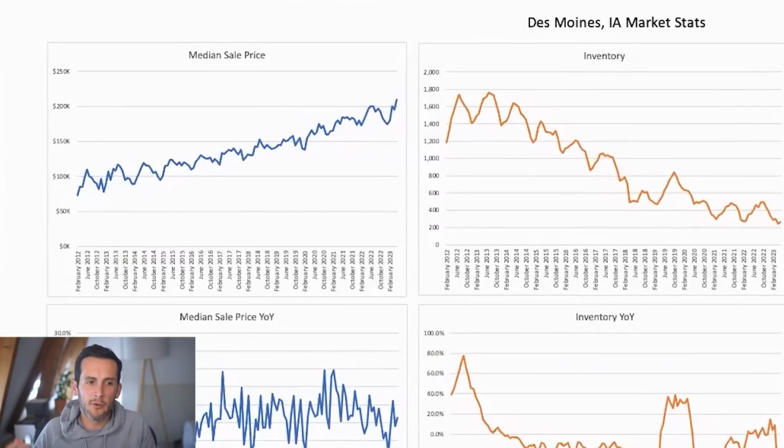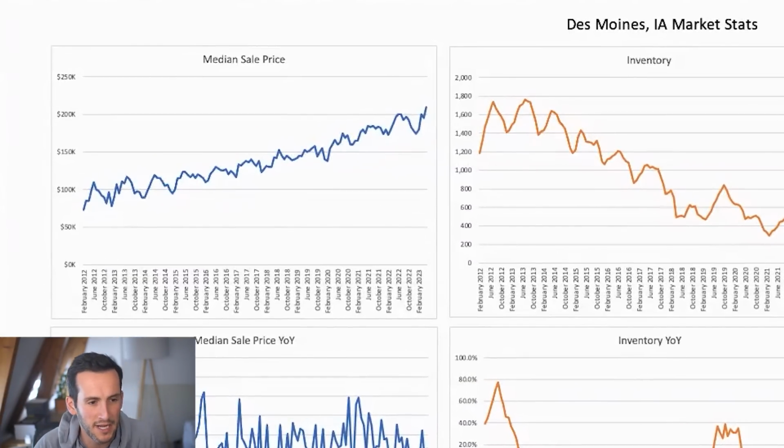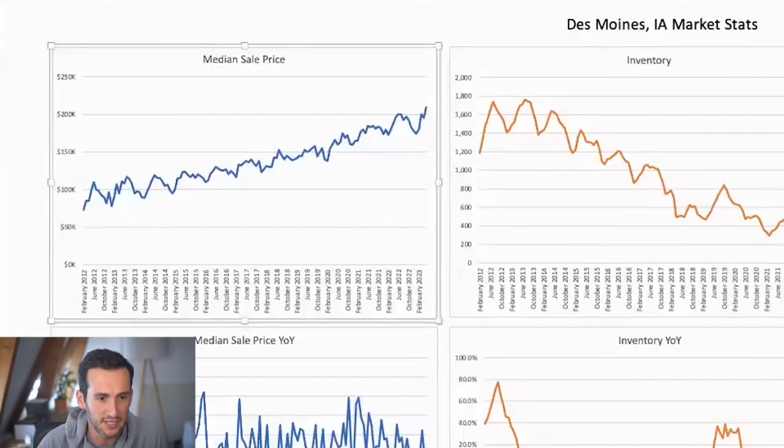First one, of course, everyone wants to know what's going on with the median sale price, and you can see that on the top left here. And just like every other market in the whole country, basically, the prices in Des Moines have been going up over the last couple of years. And I think what's important here, because everything's been trending up, is just to look at what's happened recently in terms of year-over-year data, because that gives us the most accurate picture of long-term trends.